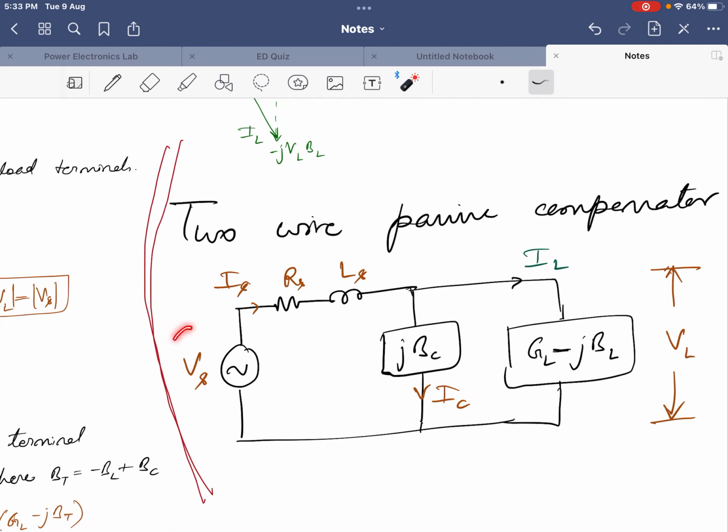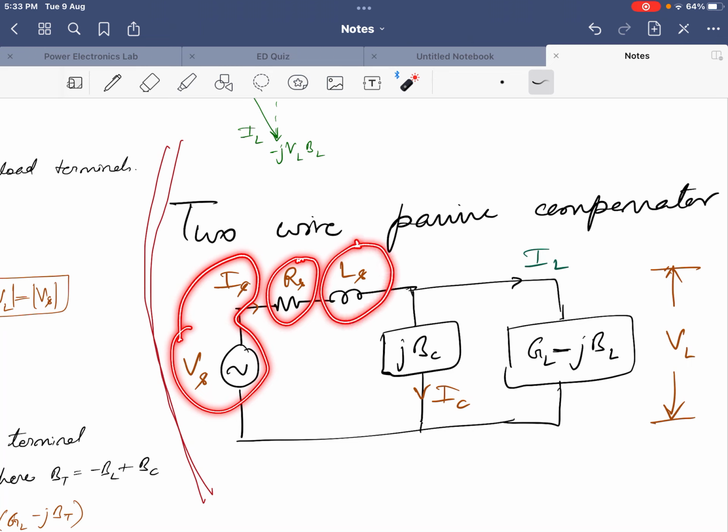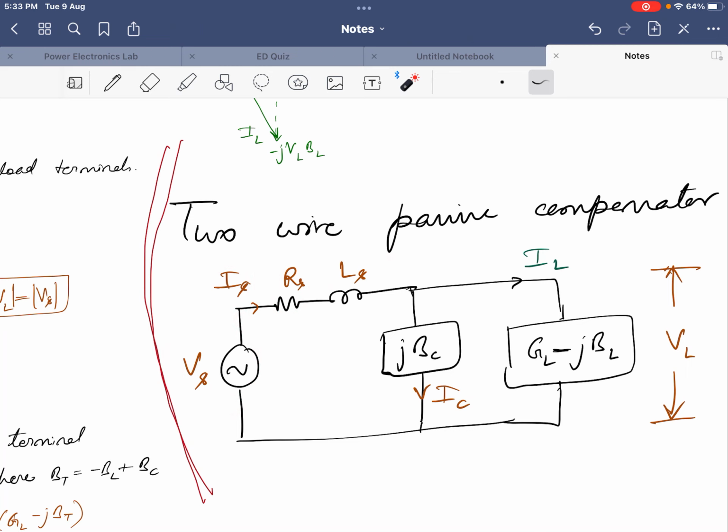So just to recap, VS and IS are the supply voltage and the current. RS is the transmission line resistance, and LS is the inductance of the transmission line. The load is usually an impedance written as Z. However, we are writing this as the admittance Y, and we know that Y is equal to 1 by Z, so we can replace this with R plus JXL in the denominator.